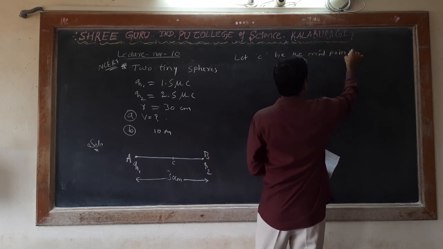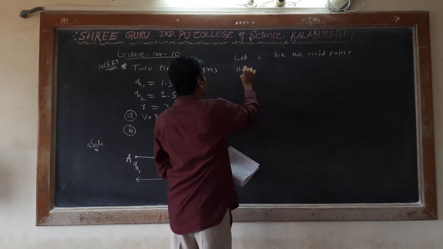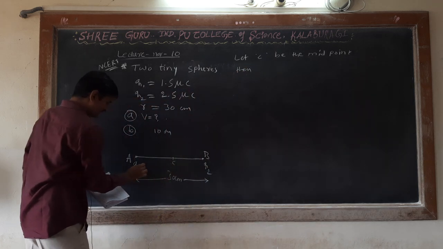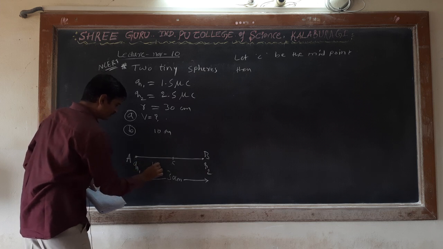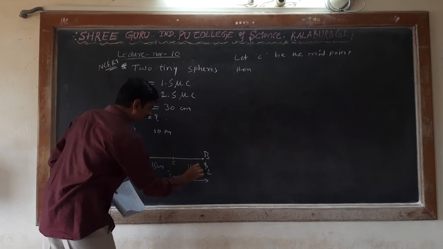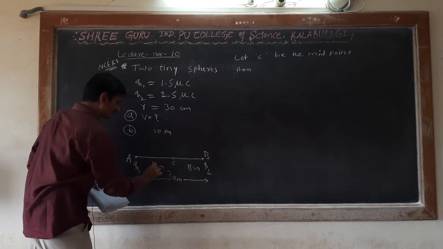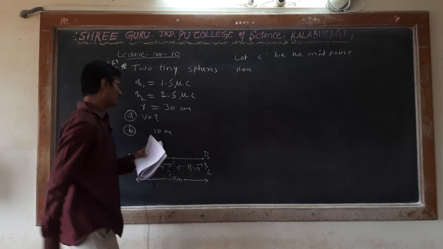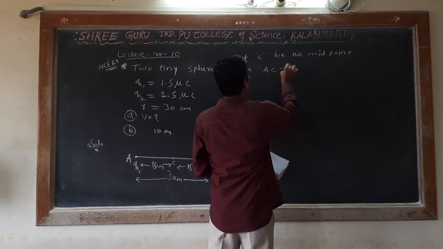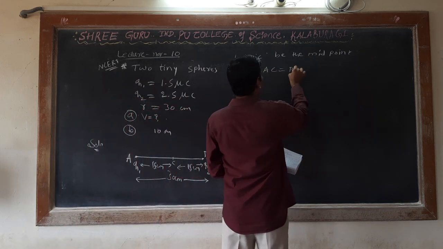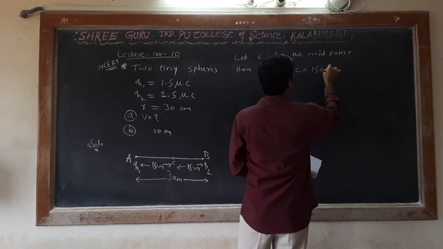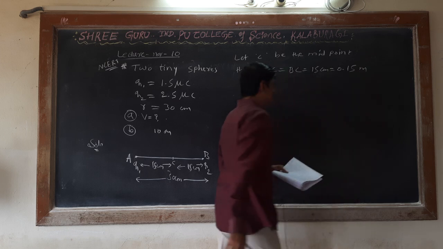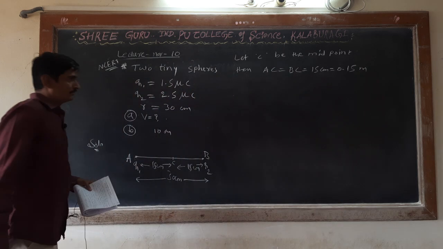Midpoint. Then this distance, that is AC, will be equal to BC. This distance AC will be equal to 15 centimeter and this also equal to 15 centimeter. So, this distance is 15 centimeter, this distance is also 15 centimeter. Then AC will be equal to BC will be equal to 15 centimeter, that is 0.15 meter.